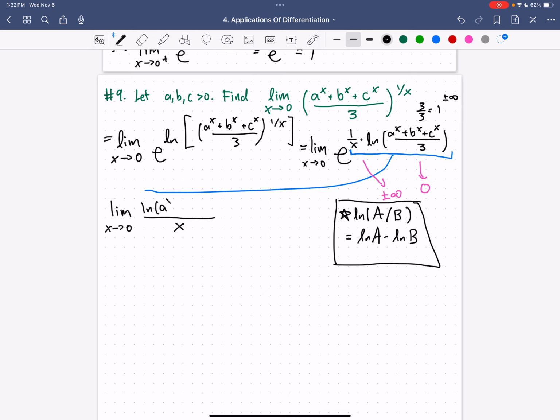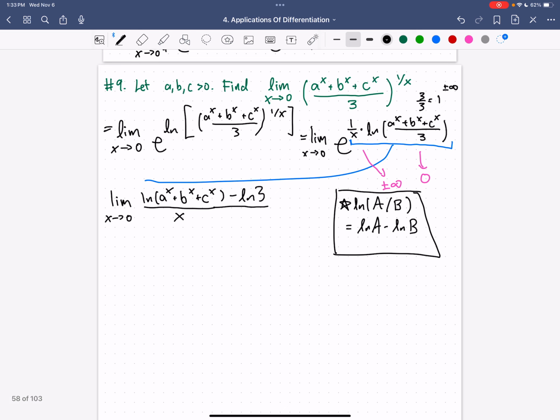And so instead of having log of that numerator over 3, we can have log of a to the x plus b to the x plus c to the x minus log of 3. Okay, well now what we've got, if we just plug in x is equal to 0, we'll have 0 in the denominator, and then on the top we'd have log of 3 minus log of 3, and so 0. 0 over 0 means we can use L'Hopital.